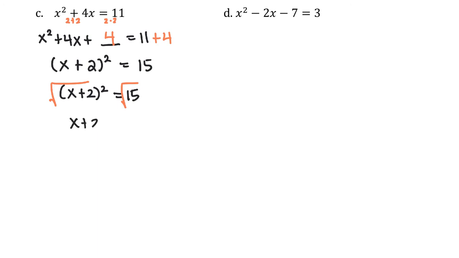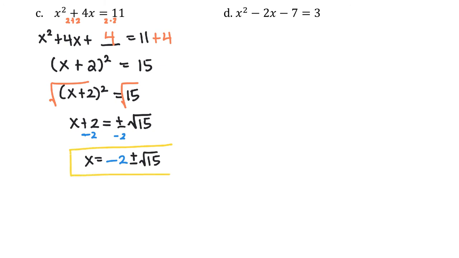X plus 2 equals positive and negative the square root of 15, which is irrational. Can we simplify it? Let's see, I could do square root 3 times square root 5, but neither square root 3 nor square root 5 are rational. So let's leave it as positive negative square root 15. Okay, and we normally put the rational part first and the irrational part second, although it's not wrong to do it the opposite way.